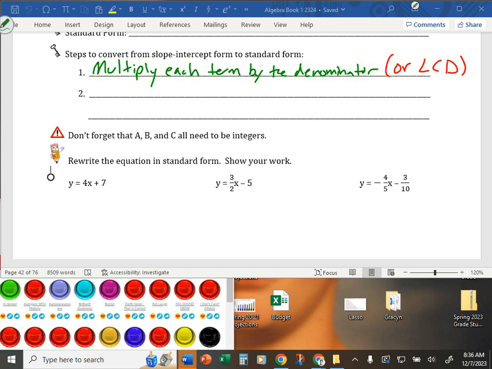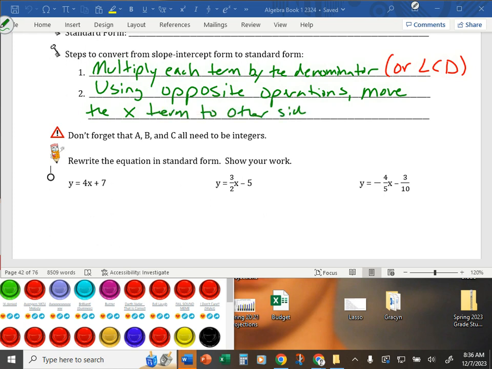Undoes the fraction. What was step 2? I think James is the only one who wrote these down. Oh, you got it? James. Using opposite operations, move the x term to the other side. Yes, using opposite operations. And we use opposite operations because we're moving something, right? We're taking a term from one side of the equation, putting it on the other side. Move the x term to the other side of the equation. Okay? Using opposite operations, move the x term to the other side of the equation. And then you're done. Then you will be in standard form.